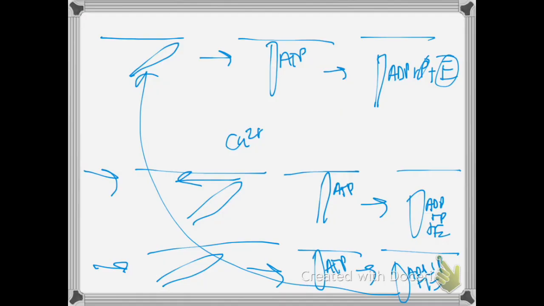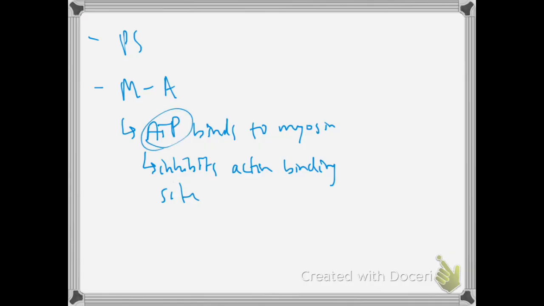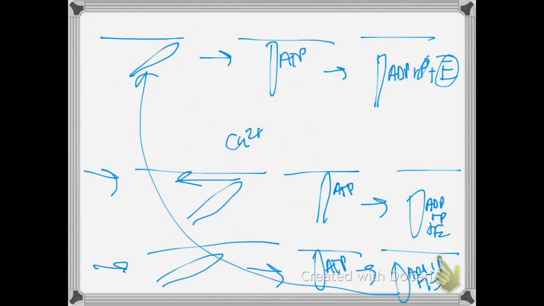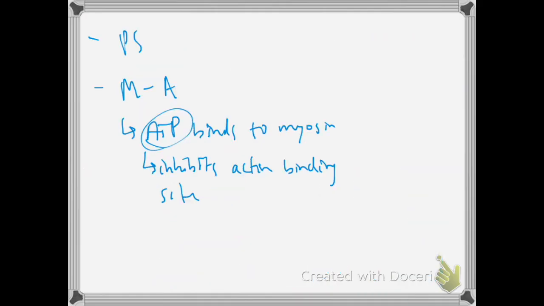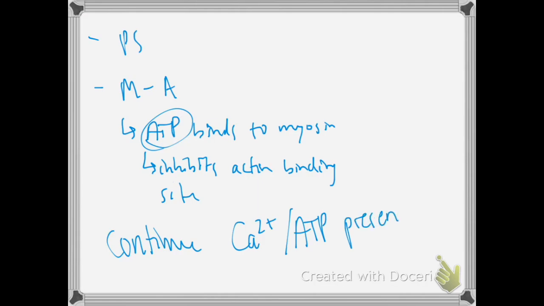So the whole point is a repetitive process. What do you need present to keep this process going? You need ATP and you need calcium. So muscle contraction will continue as long as calcium and ATP are present. Calcium is necessary to expose that myosin binding site on actin so the head can come up and grab it. And then you need the ATP to let go of the actin, and you have to split that ATP to reset into this high energy configuration and repeat the process.